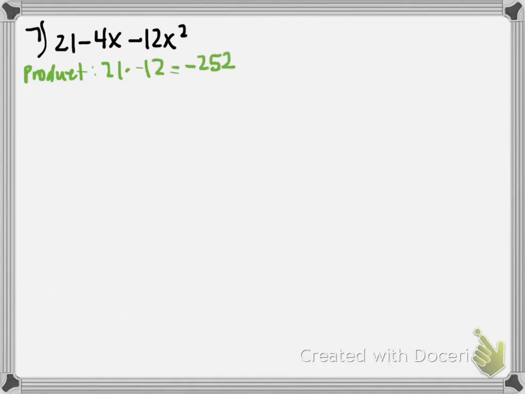Last one. 21 minus 4x minus 12x squared. GCF? No. Close. I thought there was going to be a 3, but the 4 blows the whole thing. All right, so we're going to go ahead and do the product number. Our product number is 21 times negative 12, which is a whopping negative 252. All right, well, let's get our lattice going and see if we can figure this out.